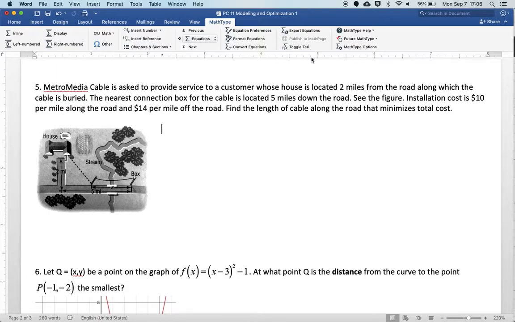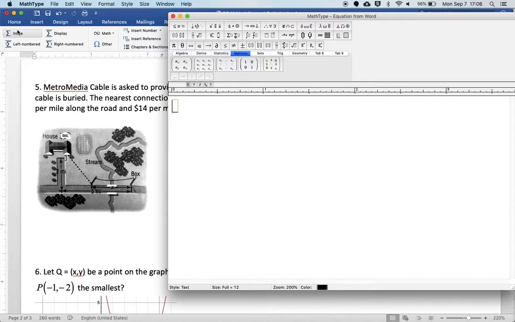Now, I'm going to start off just like I did the last one. The cost that we have is going to be made up of the on-the-road cost along with the off-the-road cost.